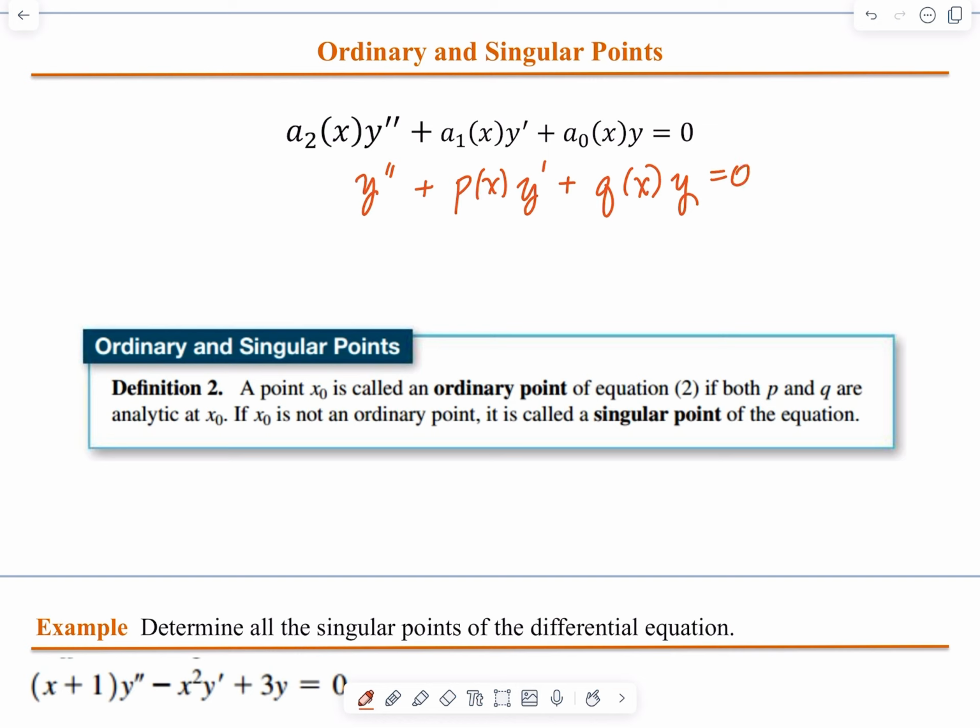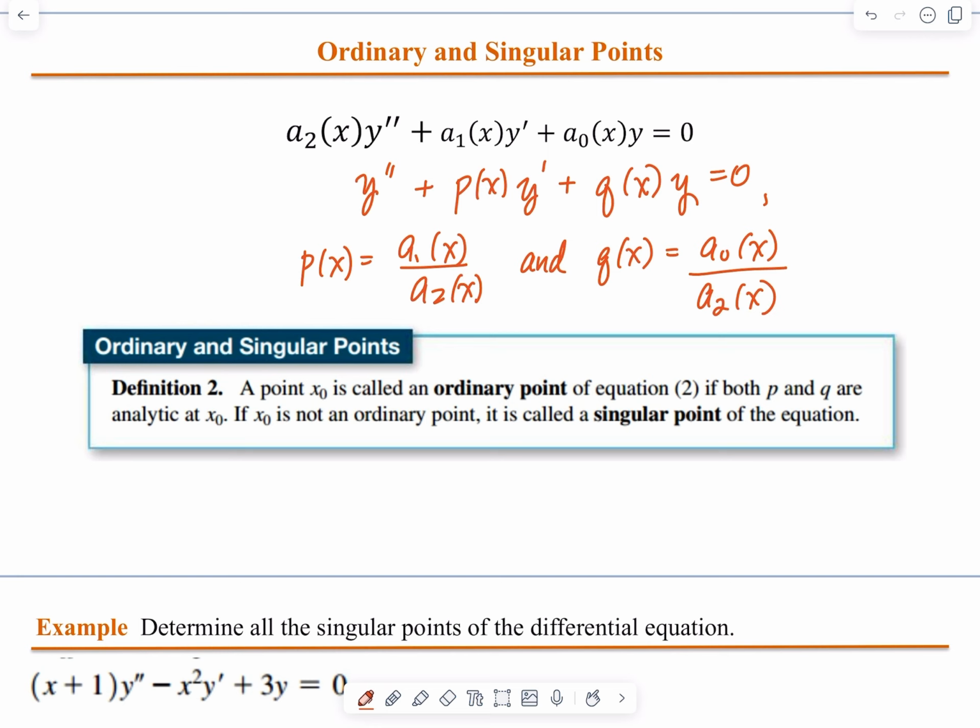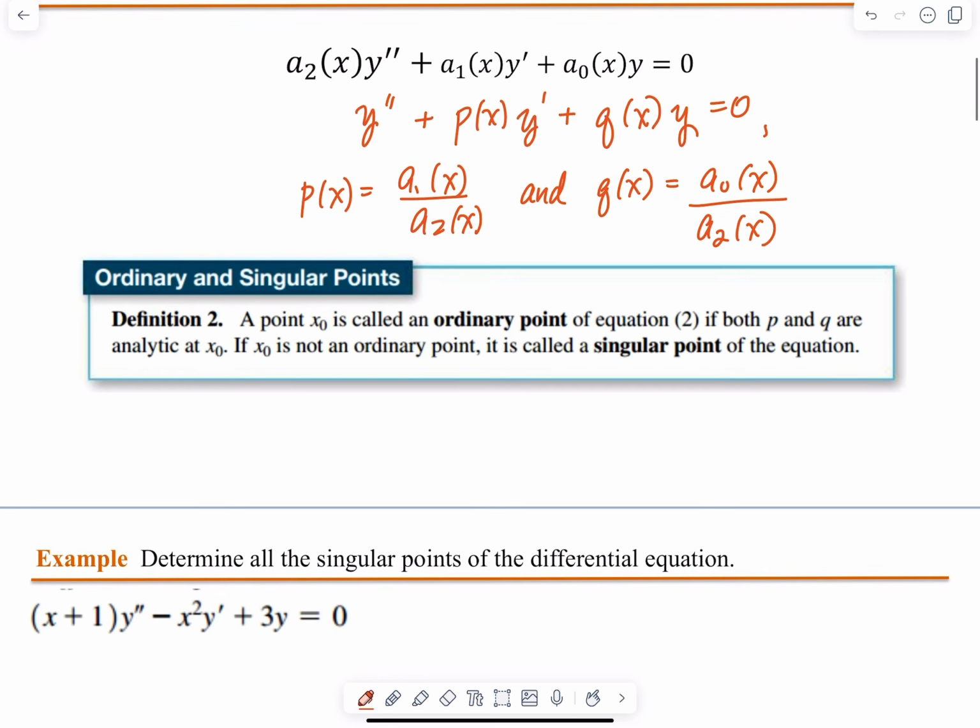We can see here that p of x is going to be equal to a1 of x divided by a2 of x, and we have q of x equal to a naught of x divided by a2 of x. With that, what we want to define is what an ordinary and a singular point is. A point x naught is called an ordinary point of equation 2 if both p of x and q of x are analytic at x naught. If x naught is not an ordinary point, it is called a singular point of the equation.